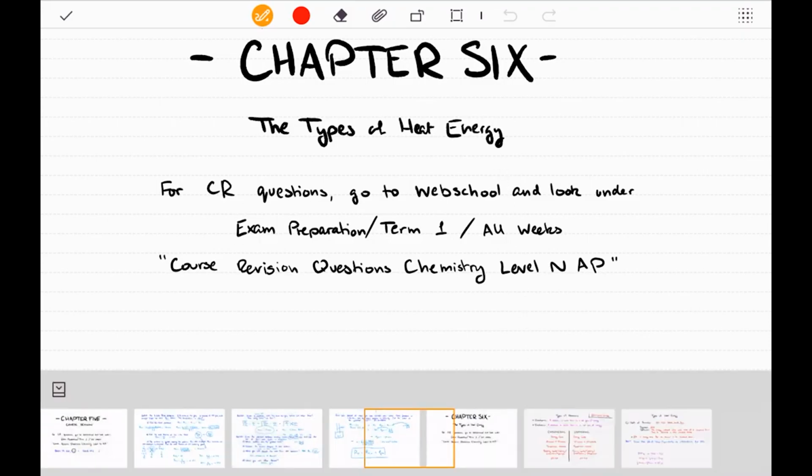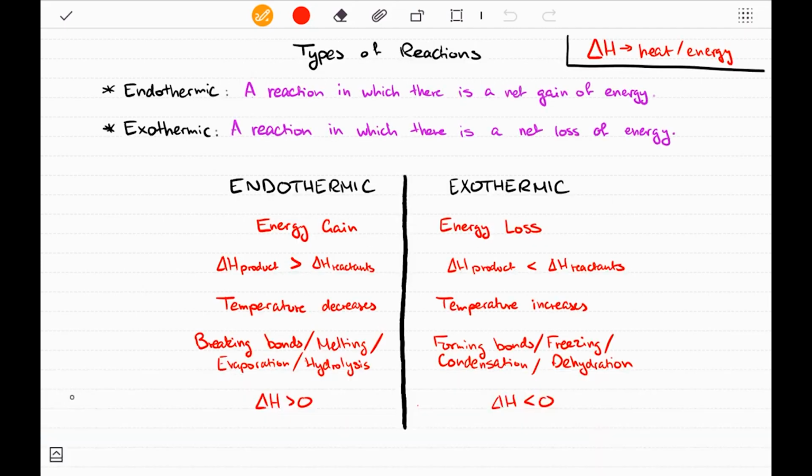The first thing I want to remind everyone of is that there are always two types of reactions when we're talking about heat. You have endothermic reactions and exothermic reactions. Now, of course, endothermic reactions are reactions where you gain energy, and exothermic reactions are ones where you lose energy, and where delta H will stand for heat or energy. So if we just look at how we compare them, I'm going to go through this very quickly because we have covered this a lot in the past.